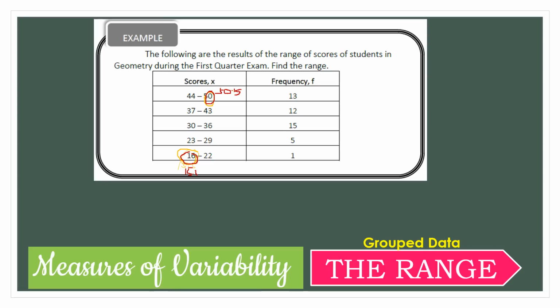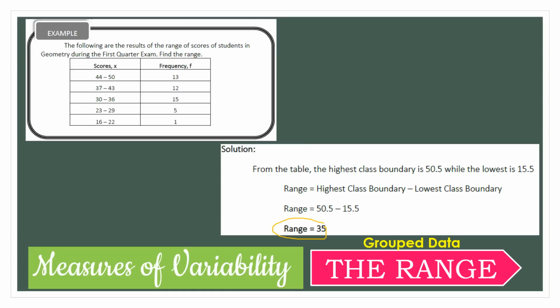Alright, so we have those values and we substitute them to our formula. Our formula is the highest class boundary minus the lowest class boundary. Our highest class boundary was 50.5 and then the lowest is 15.5. So when we subtract those two, the result is 35, and that is the range of this grouped data. Isn't it easy? Yes, it's very easy.